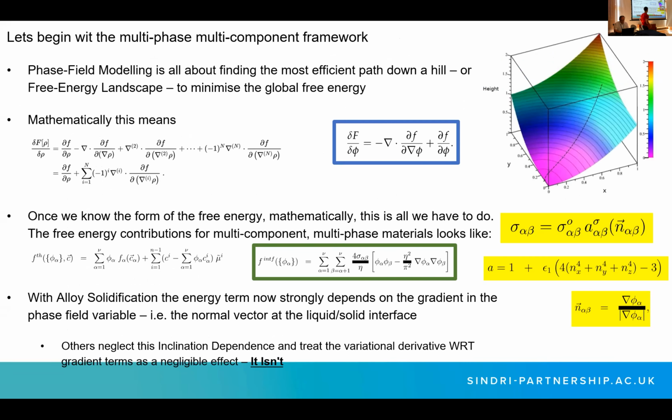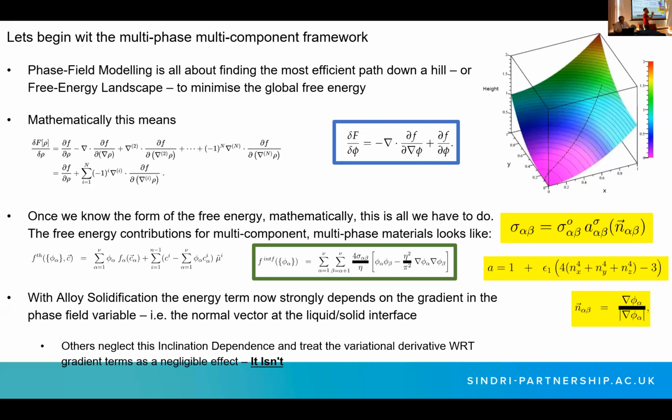This is probably not that interesting actually. It's interesting, I find it quite interesting. But the phase field method is concerned with taking a variational derivative. So what we're trying to do is we're on a free energy landscape and we're trying to find the quickest path down that hill, essentially. So that's what this functional derivative is.